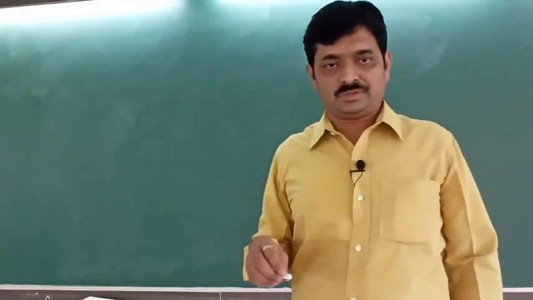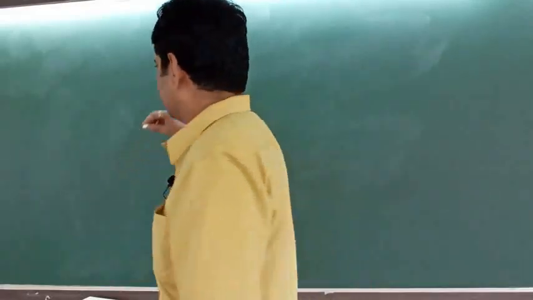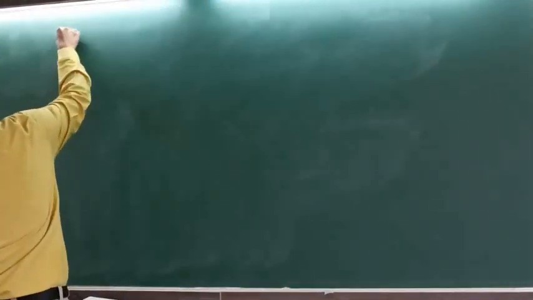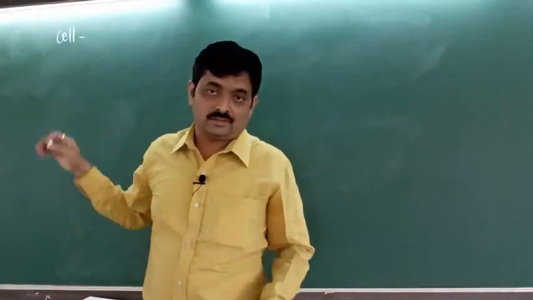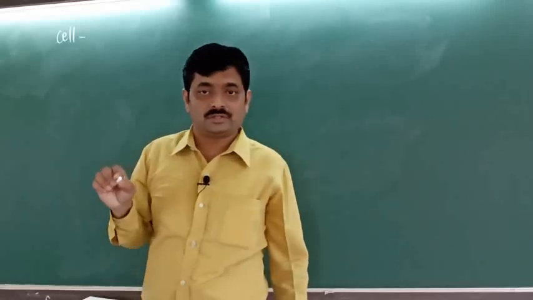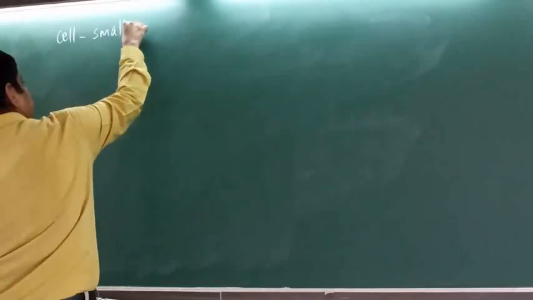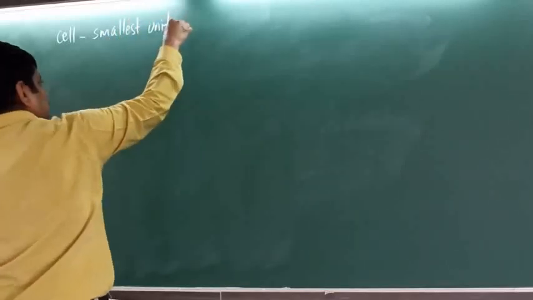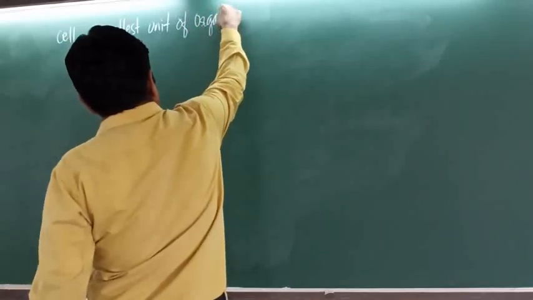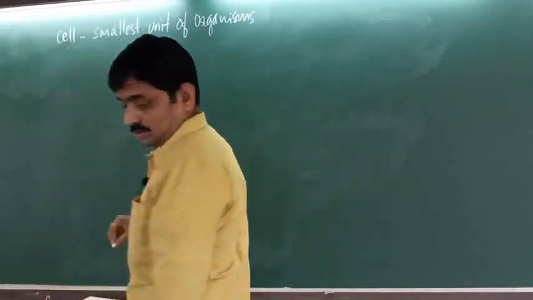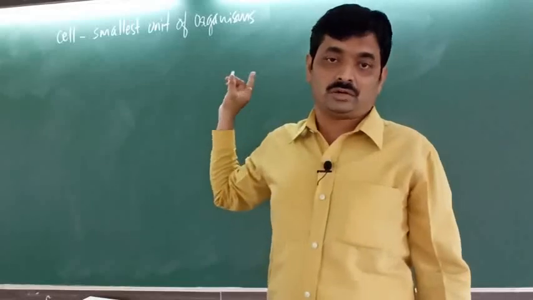So we shall continue with the terms that come under biological classification. The first term that we shall consider is the cell. Everybody knows the meaning of cell, right? Cell is the smallest unit of living organisms. So this is the meaning of a cell. It is the smallest unit of living organisms.